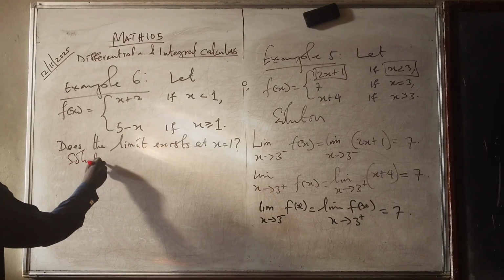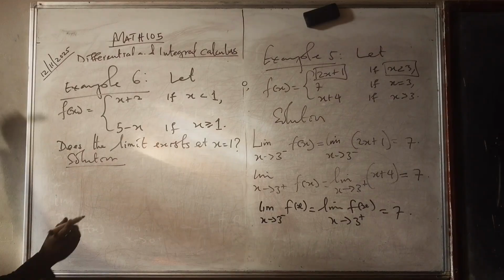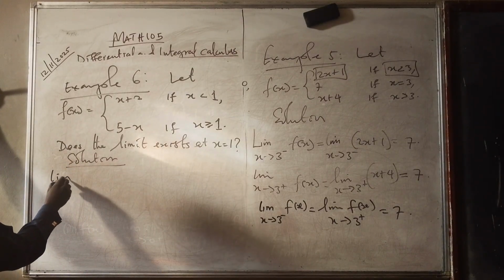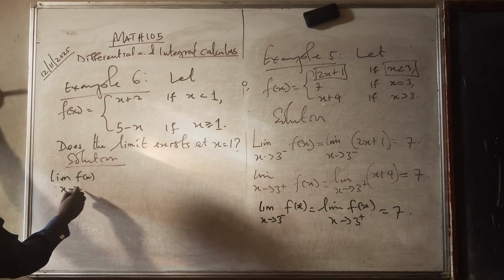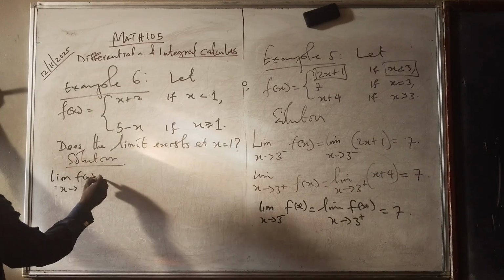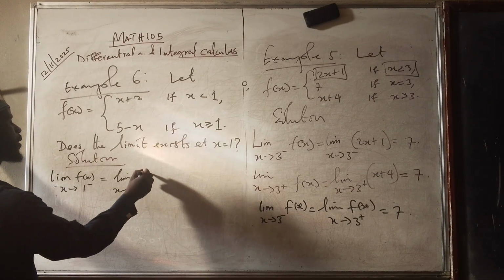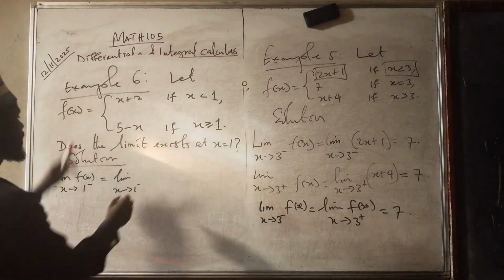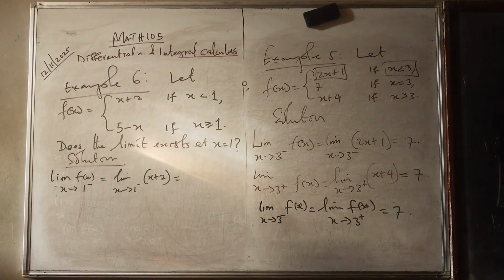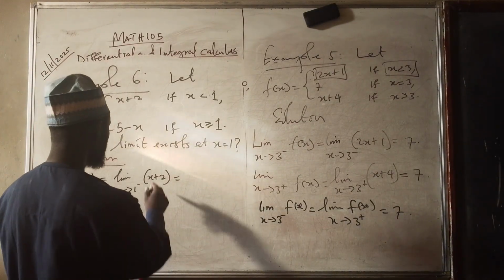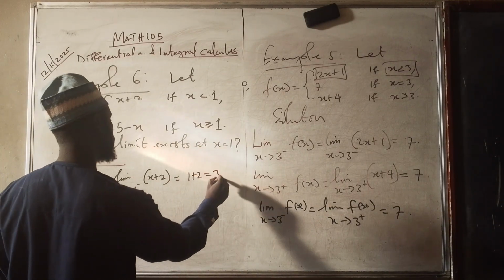Solution: to test whether the limit exists or not, we should find the left-hand limit. So we go directly: the limit of f of x as x tends to 1 from the left is equal to the limit as x tends to 1 from the left of x plus 2. And that is equal to, you just substitute x equal to 1, so you have 1 plus 2, and that is equal to 3.